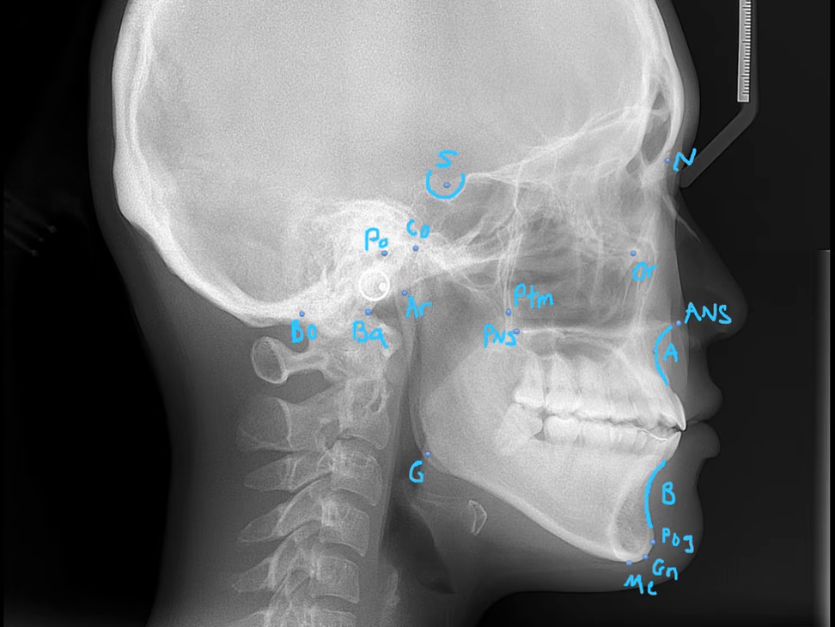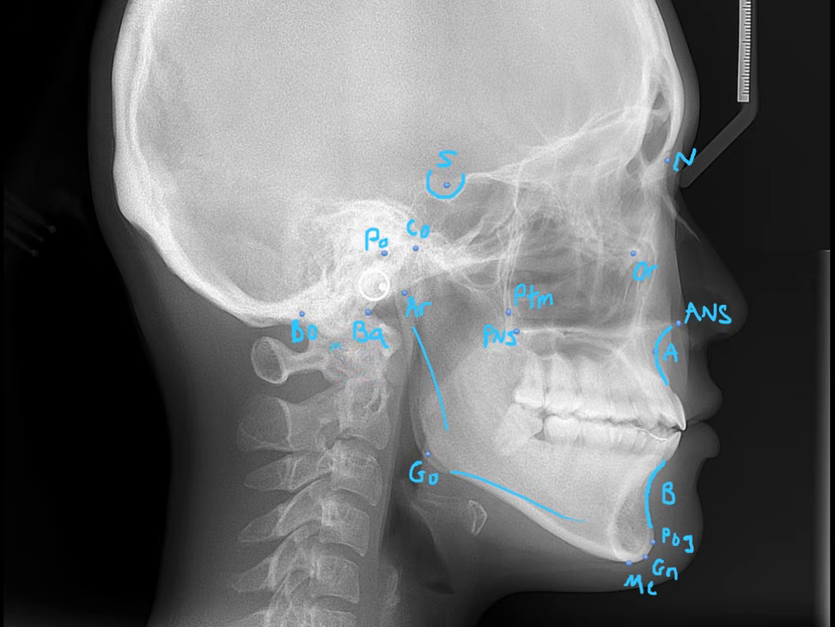Gonion is back here. That's GO. That's the midpoint on the contour connecting the ramus and the body of the mandible. And I believe that's all the points we have here. Other structures to point out, we have the frontal sinus up here, the ethmoid air cells, we have the maxillary sinus, this gigantic thing here, the sphenoid sinus, the mastoid air cells.